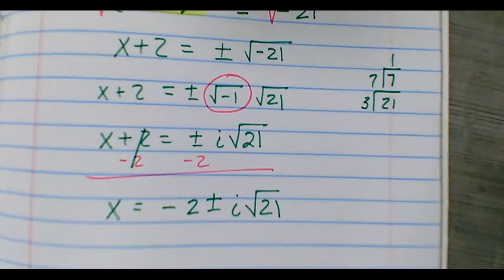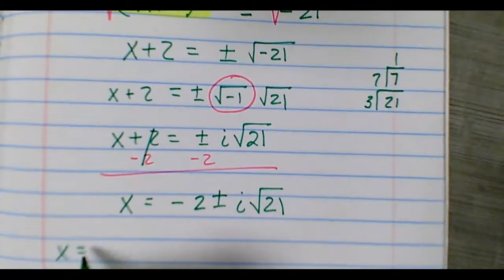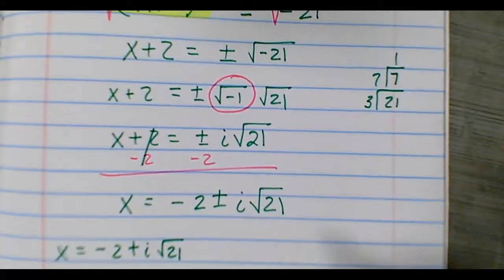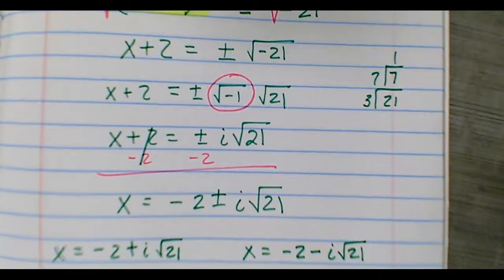This represents 2 answers. You don't have to rewrite it this way, but it does represent 2 answers. Negative 2 plus i square roots of 21 is one answer, and negative 2 minus i square roots of 21 is the second answer. There are 2 complex answers to this quadratic.